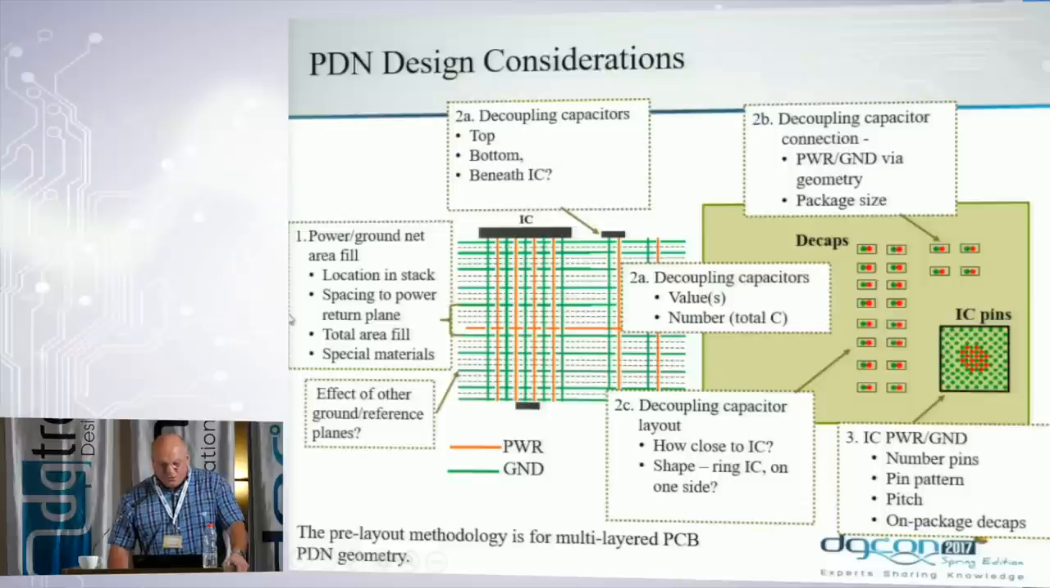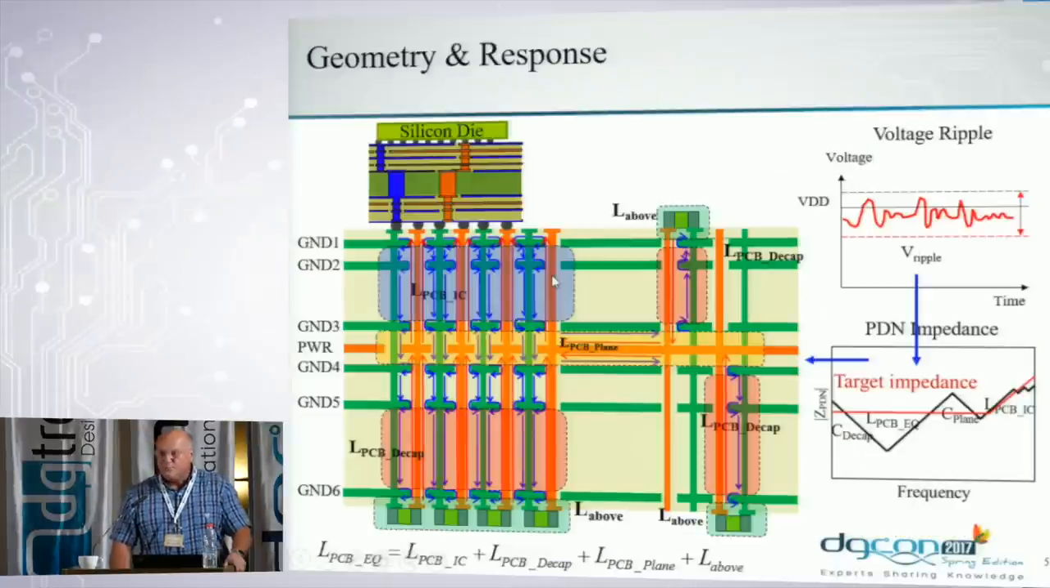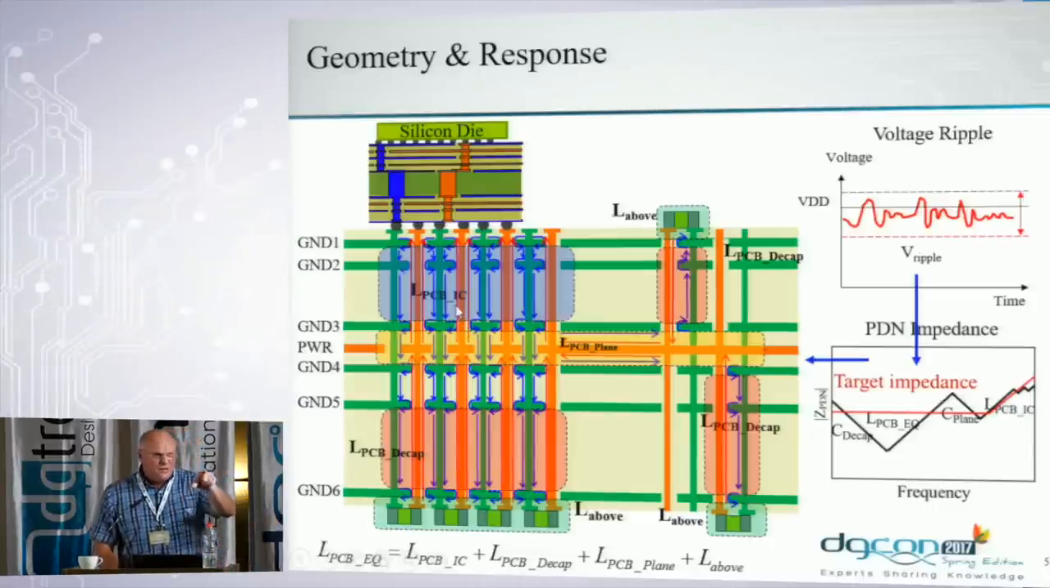Okay, so here's this laundry list of design issues that we have to deal with that I had articulated last time, in the categories of the power net, area fill, decoupling capacitors, and also what happens with the IC package. Now what we want to do is we want to be able to do calculations for each piece. We want to do calculations for the PCB, or from the package down to the PowerNet area fill. Turns out that's pretty easy to do.